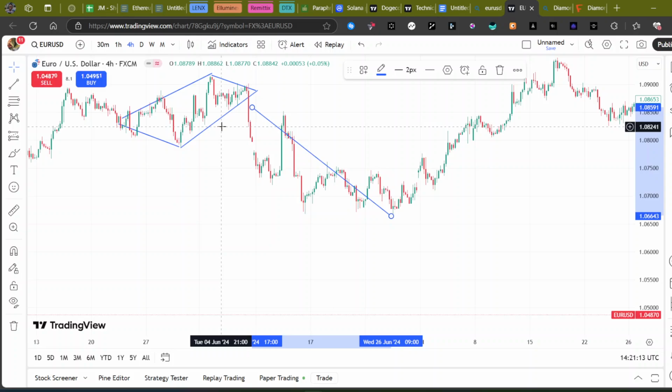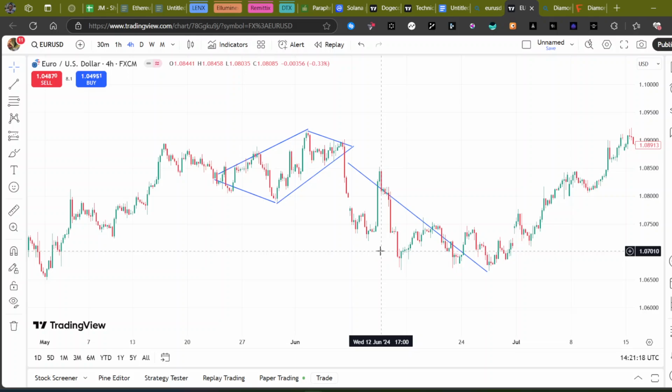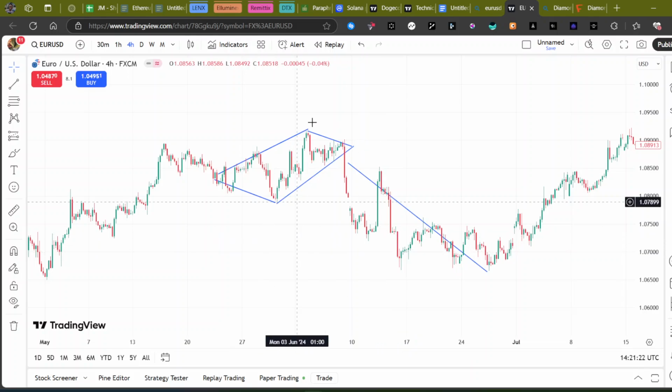The diamond pattern is important because it reflects market uncertainty. Buyers and sellers are battling for control. Whenever you find the diamond pattern, it means that both buyers and sellers are battling for control. And once one side wins, the breakout direction is confirmed.